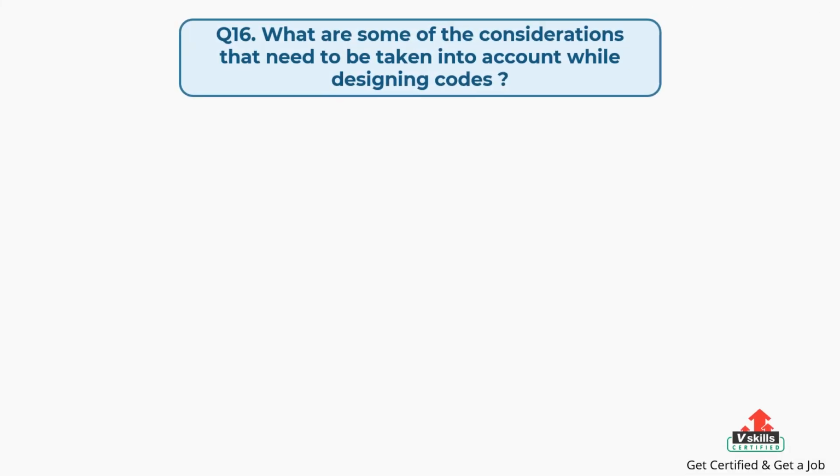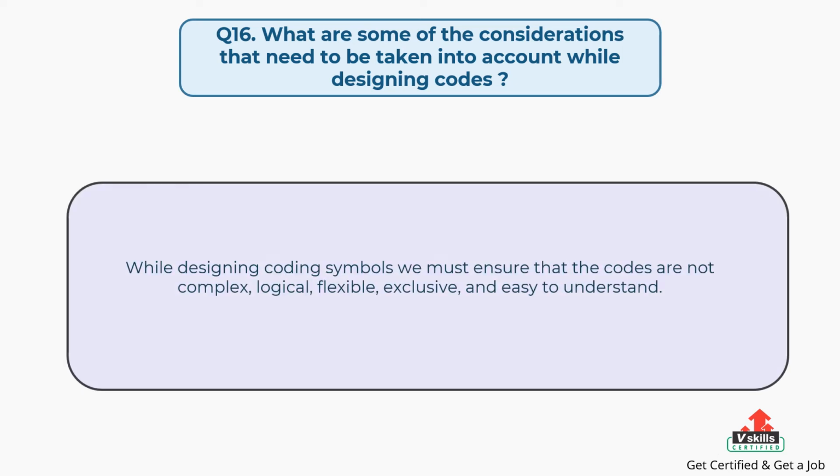Question number 16. What are some of the considerations that need to be taken into account while designing codes? The answer is, while designing coding symbols we must ensure that the codes are not complex, logical, flexible, exclusive, and easy to understand.